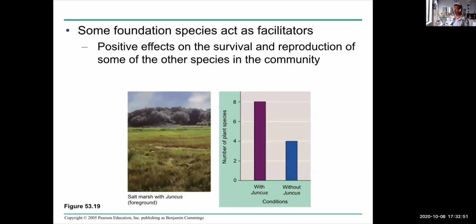Here's another one. This is a salt marsh. Juncus is a kind of grass, and it has the capacity of enriching soil with nitrogen. So the number of species is greater when the juncus is there because the juncus enriches the soil. Without the juncus, there are fewer species. So the juncus has a positive effect on survival and reproduction of the other species.